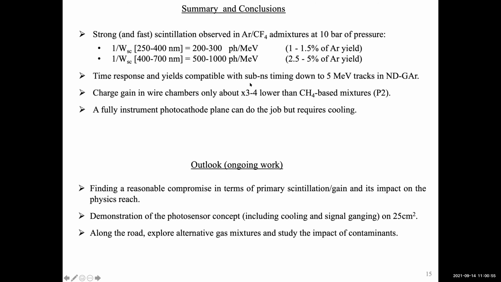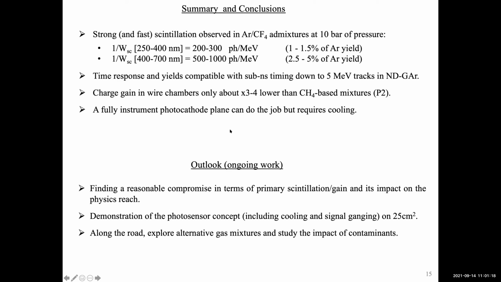We expect, including reflections and all that, sub-nanosecond timing down to 5 MIP tracks. Of course, this has to be demonstrated, but on paper it looks like that. And we are working further on improving the simulations and verifying it in the presence of electronic noise and a realistic digitizer. So the charge gain is modestly compromised, but of course more work is needed.